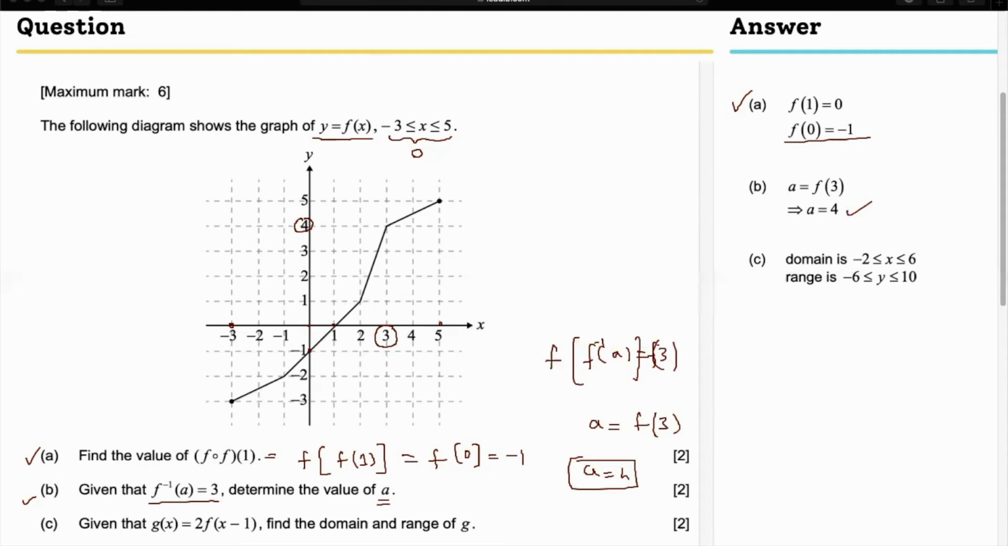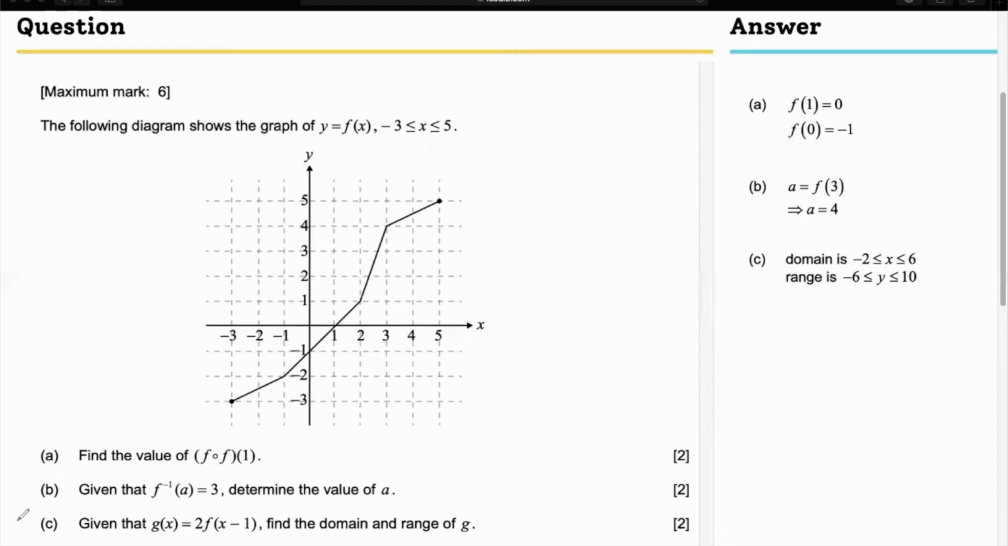That is fair enough. Now, the interesting part here is the question C, where we know g of x is a transformed version of f of x. So there are two transformations here. One is done on x, and the other is done on the function itself. That's multiplied by 2, and there is one transformation here. So let's see how we can do that.